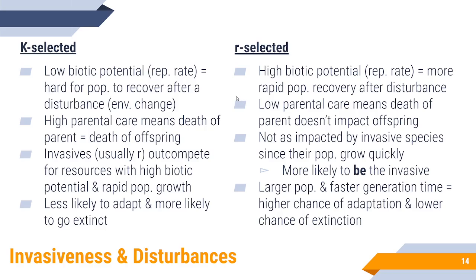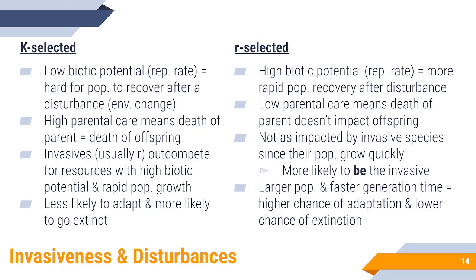One other note talking about disturbances as well as invasiveness: R-selected species, if they're invasive, will outcompete native K-selected species because of the fact that they can reproduce rapidly and grow rapidly and do well in that environment. K-selected species are also going to be more likely to go extinct if they cannot adapt to those changing conditions.